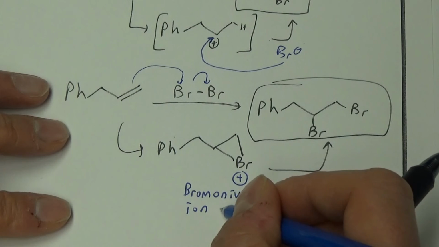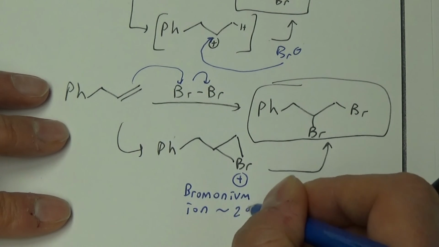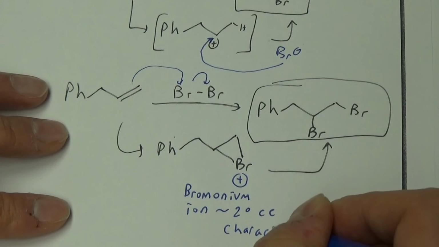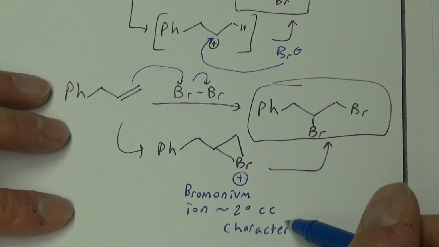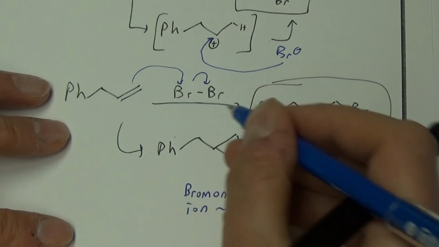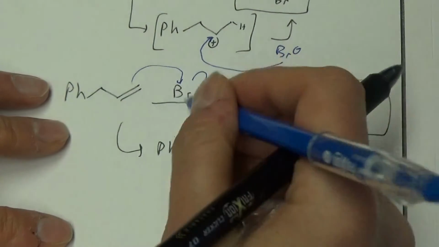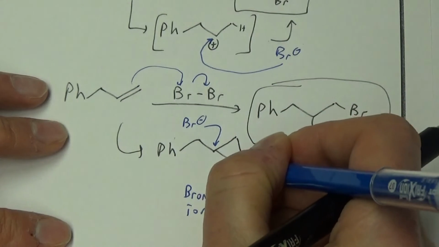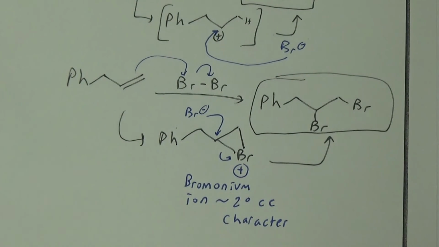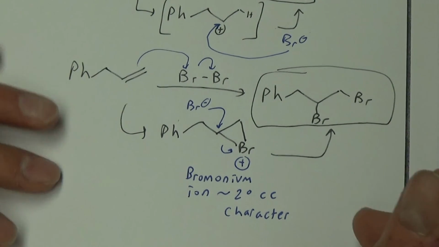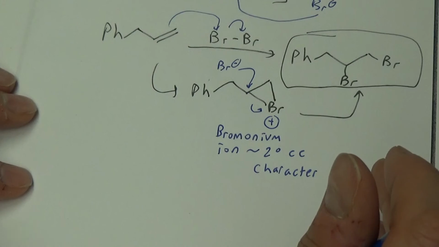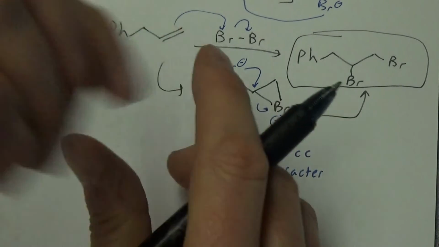But my point is that this has secondary carbocation character, and so the Br minus attacks on the other internal position, kind of like that, and opens up, and you get the product that way. Okay. All right. So, keeping going on our little mini review of alkene chemistry.